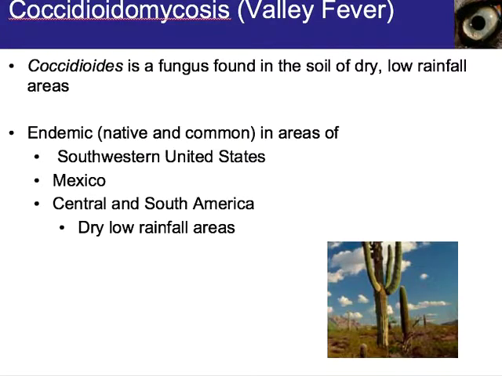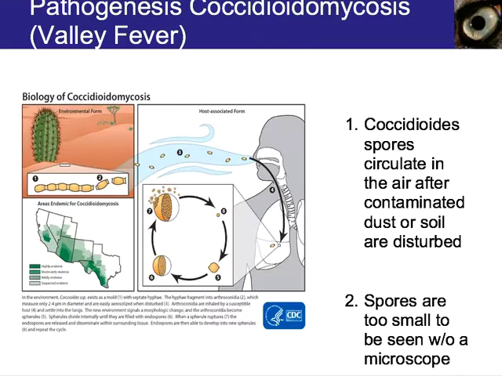So the first one we're going to talk about is valley fever. Valley fever is a fungus found in the soil of dry, low rainfall areas. It's very common in the southwestern United States, Mexico, and Central and South America. An individual will literally breathe in the spores. Construction workers and people digging up the land are going to circulate the spores into the air, and then an individual will breathe them in. And this is where valley fever can be found in the United States.